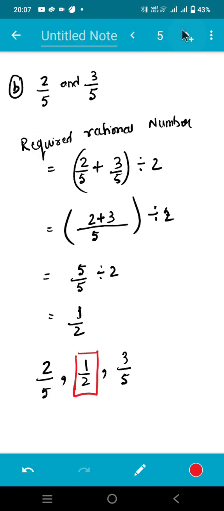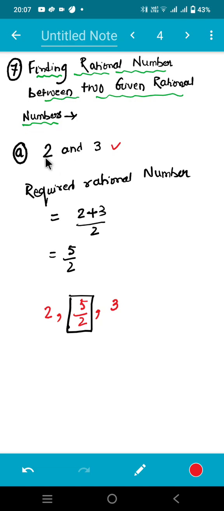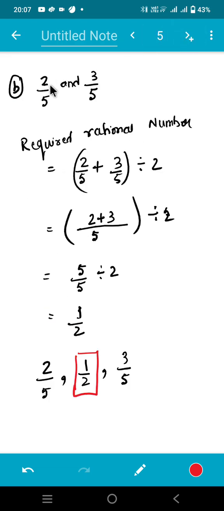Okay, let's go. Now what if the rational numbers are in fractional form like 2 by 5? Now it is also in fractional form, but one is not showing here. But if in the question paper you get 2 by 5, 3 by 5, how to find the required rational number? The concept is absolutely the same, students. You have to add these two, and the sum that you get, you have to divide by 2, and in that way you will get the required rational number.